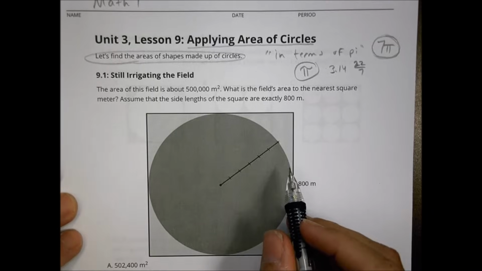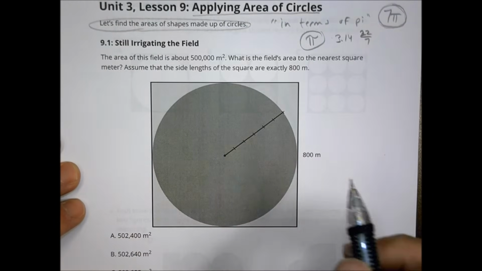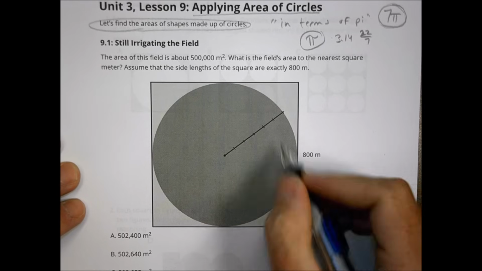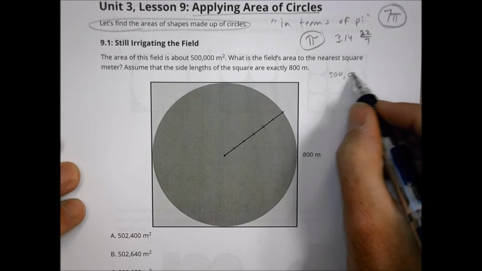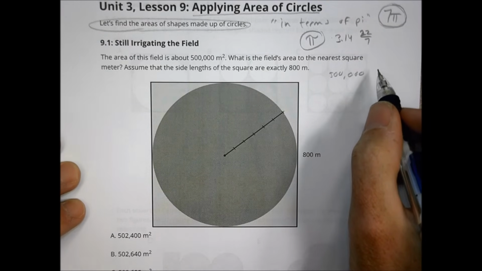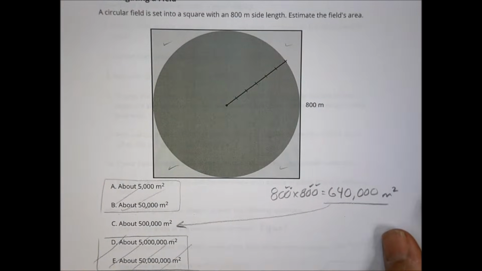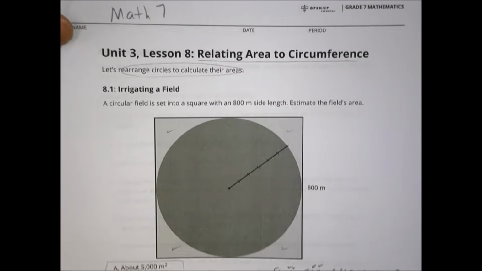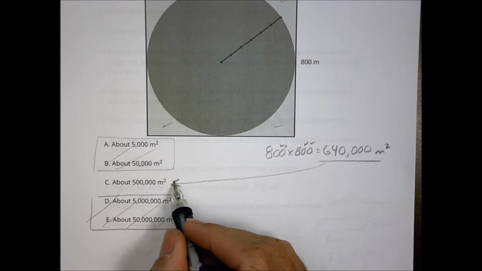First of all, lesson activity 1, still irrigating the field. Here we have that same field from last time. Last time we estimated its area to be around 500,000 square meters. Here's what that one looked like from last time. If you recall from lesson 8, we said it's about 800 by 800, and the best approximation would be somewhere around 500,000.